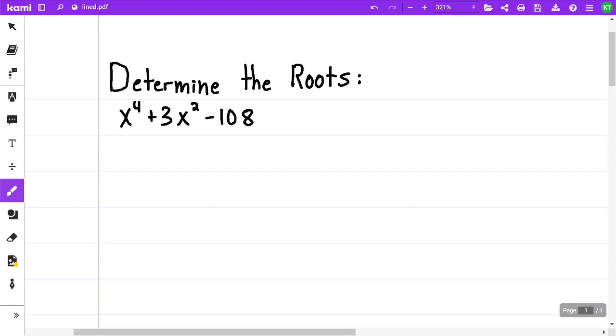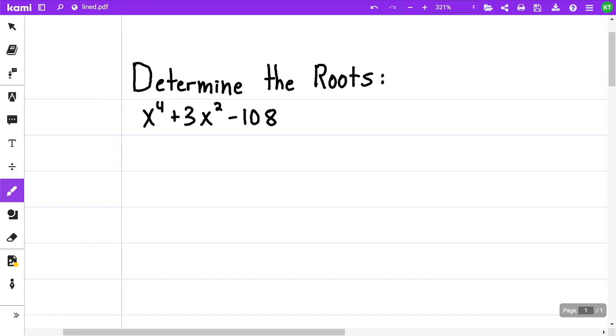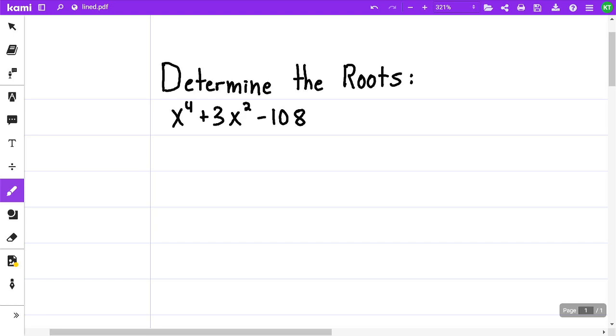So I'm going to determine the roots here of x to the power of 4 plus 3x squared minus 108. And to do that, to start, I'm going to have to think about my x to the power of 4 and my x squared as x squared and x. So again, we're going to think about x to the power of 4 as x squared and x squared as x.